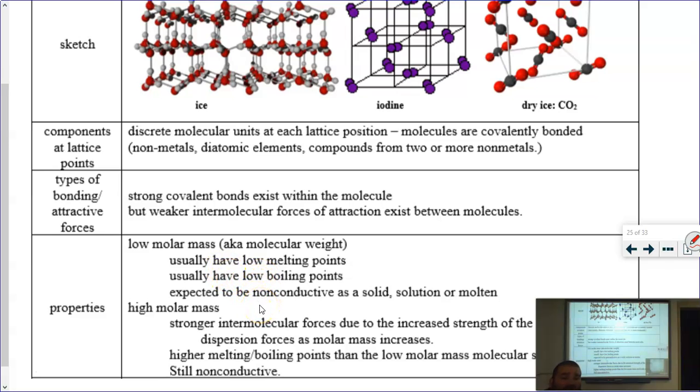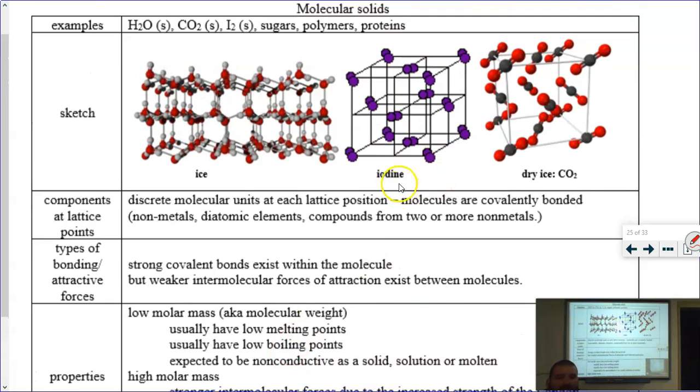Wax is a molecular solid, and it has a very large molar mass, which is probably why it is solid at room temperature, because we have all of these London dispersion forces at play. Molecular solids usually have low melting points, usually low boiling points, and are non-conductive more often than not. Again, these are nonmetals making solid substances.